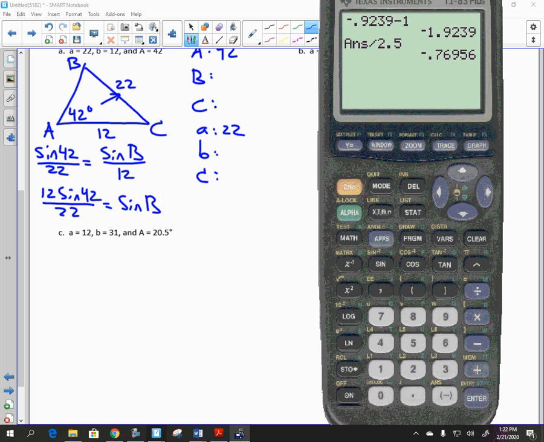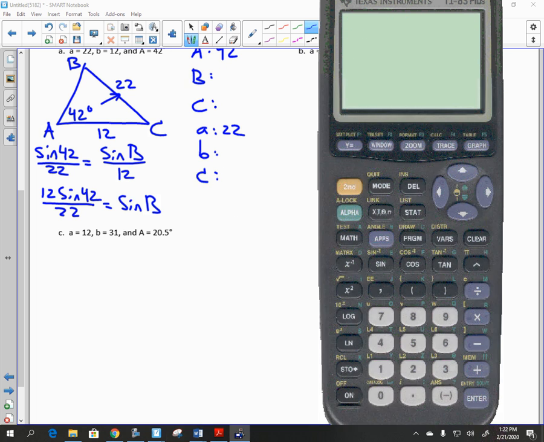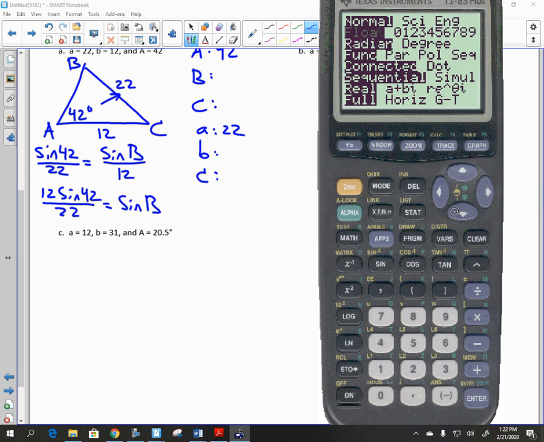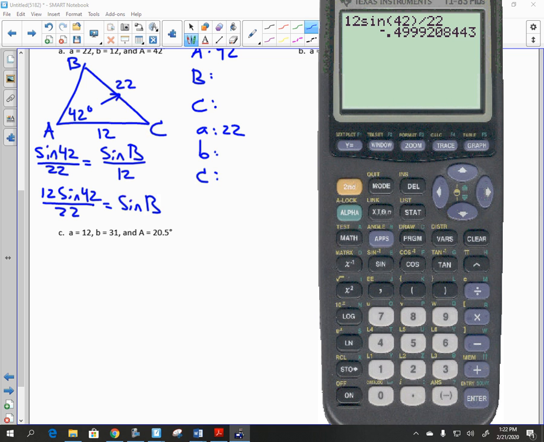So 12 sine of 42, and I divide that by 22 equals, oh, thank you, good job, way to catch that. Mode, yep, I just came out of calc, that's what happens. Take that same entry, 0.36498 is equal to the sine of B.